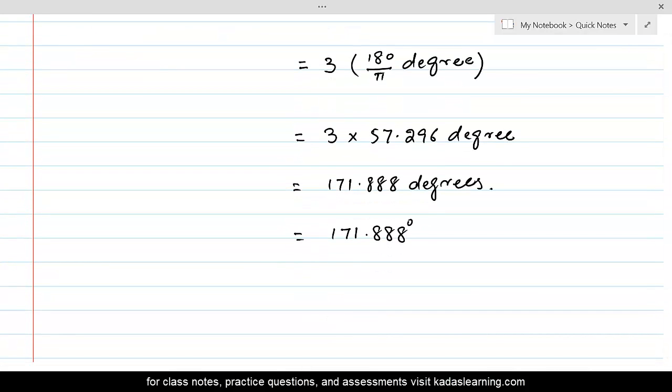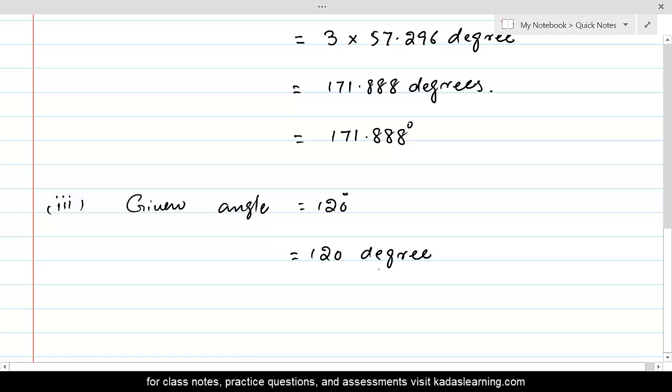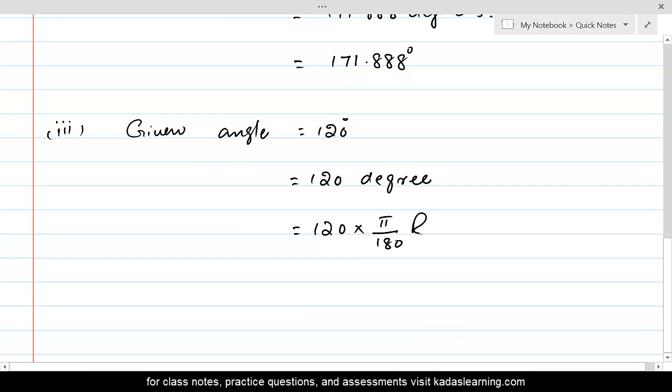So let's do the next question, question number 3. In question number 3, we are given degrees and we are required to convert degrees into radians. So the given angle is equal to 120 degrees, let's write it in words. We know the equivalent of a degree in terms of radians, because we want to change it into radians, so 120 times pi over 180. That is the equivalent of degree into radians.